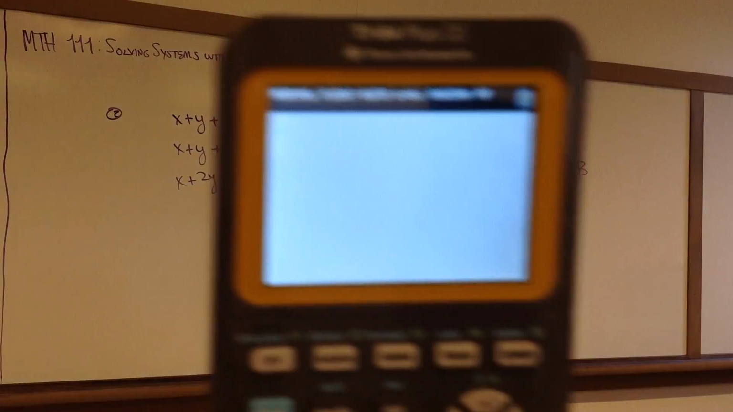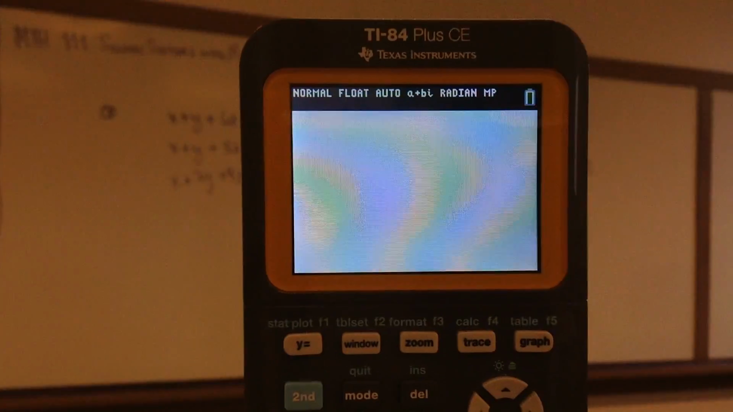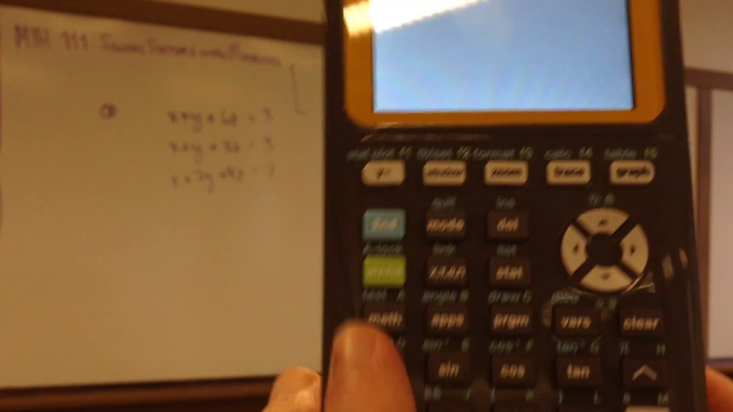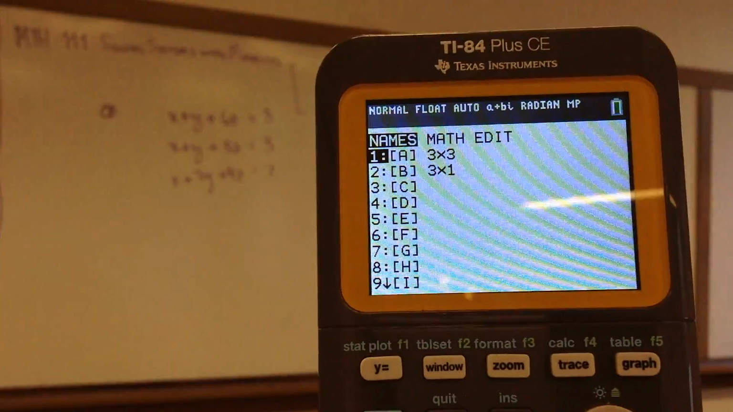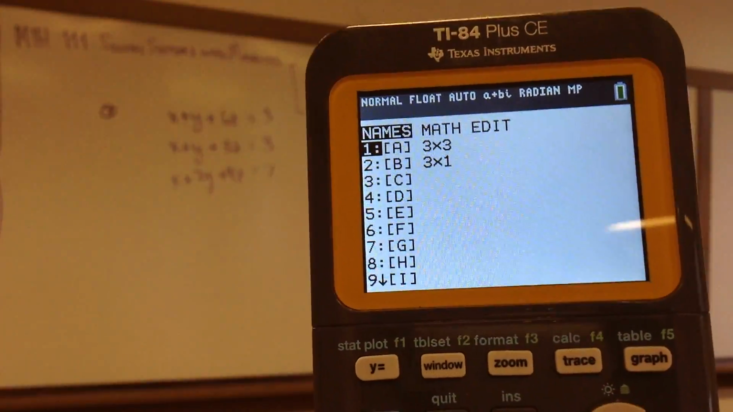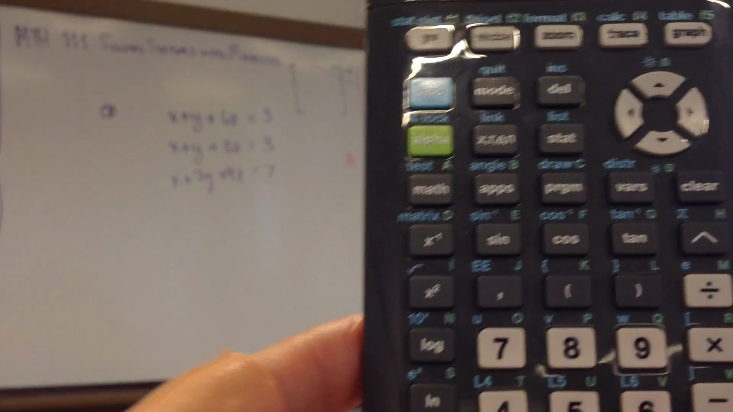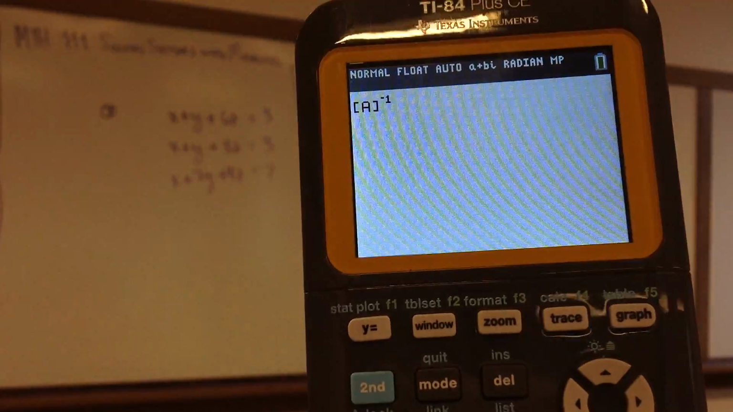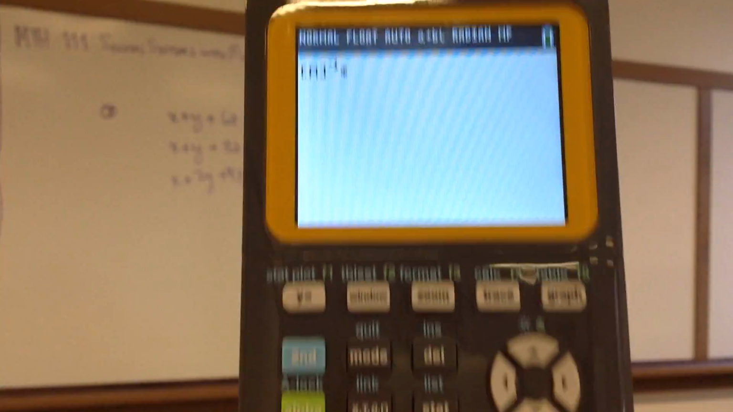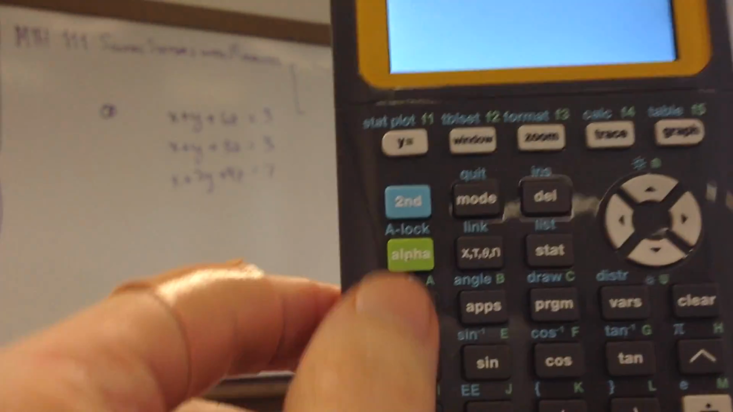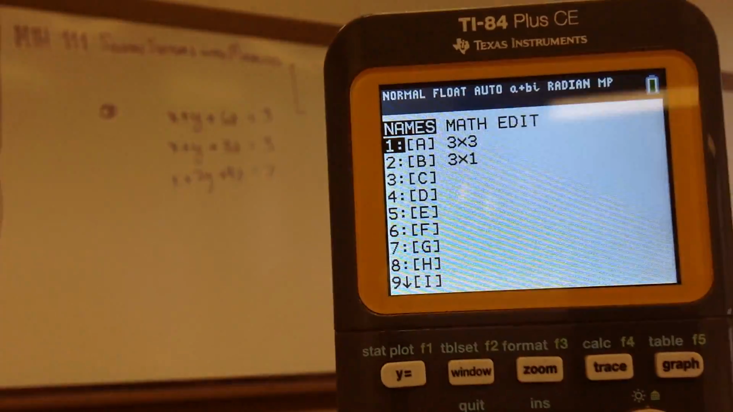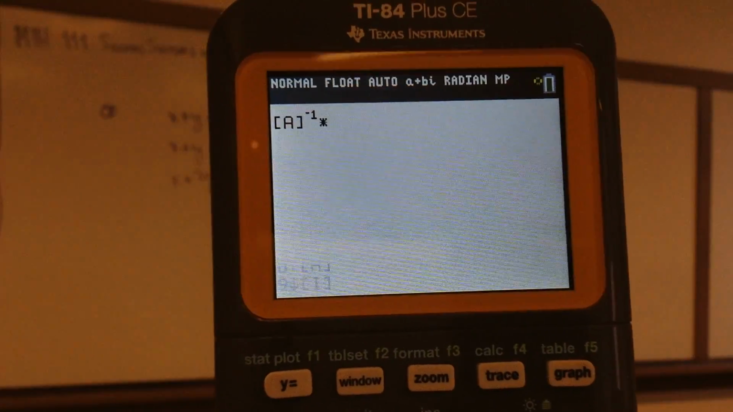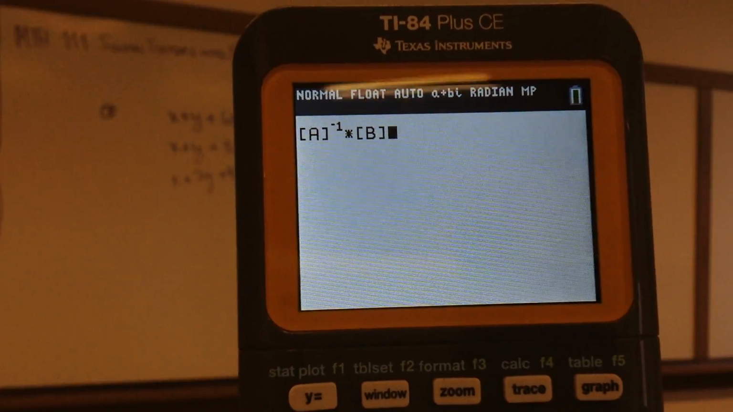Okay, get the focus on here again. There we go. All right, let's see here. So we need to go into the matrix section again. There it is. This time we just want to choose A by hitting enter, and then you want the inverse, which is right here. Inverse, and then hit times. And then we want matrix B. So we have to go back into the matrix section. There it is. You can just choose number 2, or you can arrow down to choice B. And there it is. A inverse times B.